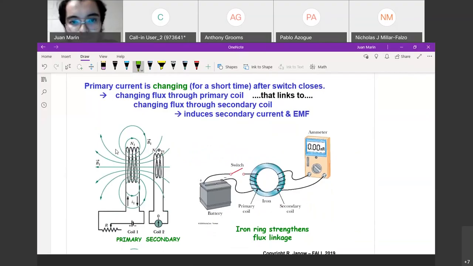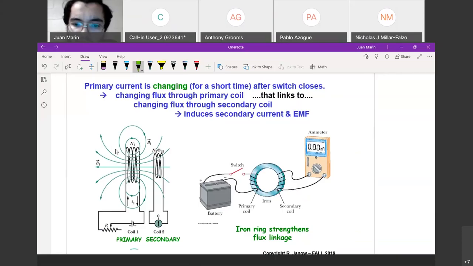Okay, I was talking about transformers earlier, and basically a simple transformer is when you have two circuits. In this circuit, you're going to have a voltage source that generates a current. That current generates a magnetic field in the coil. So if you have a changing magnetic field, you're going to generate an induced current in the other circuit, the circuit that's next to it.